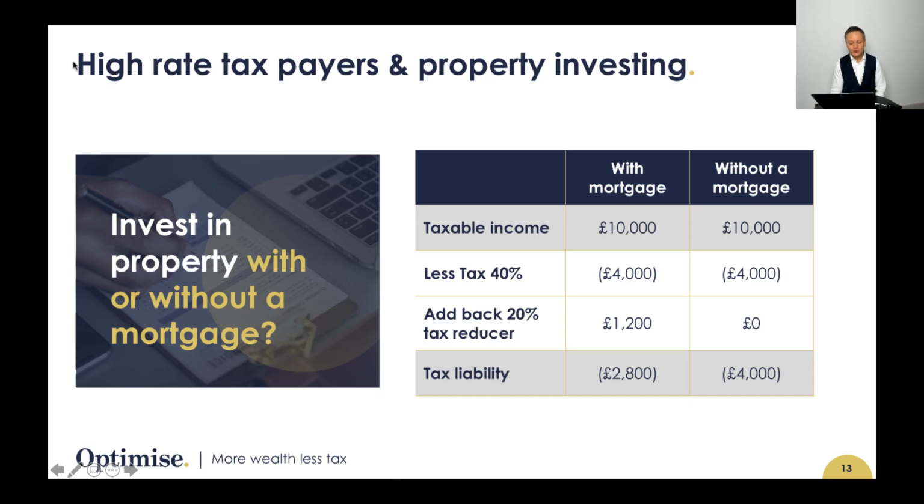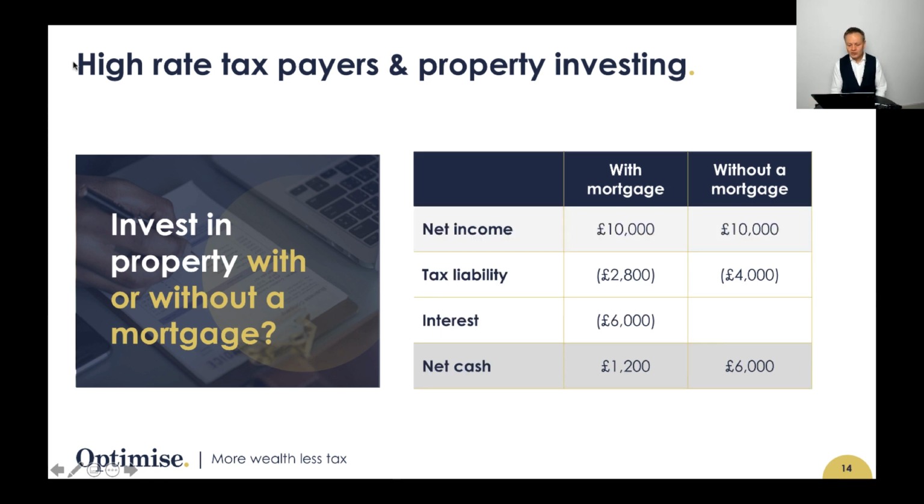So as I said, let's go with an example now of buying a property with and without a mortgage, and let's just see what the financial impact really is. You've got a taxable income of £10,000 on a particular single let property, and in both examples you've got a tax rate of 40%, no real change there, and you're paying £4,000 tax. In the first example, you do have a mortgage, so you do get this £1,200 worth of tax reducer, which basically means you pay tax of £2,800, which is reduced to 28% in effect, instead of 40% with no mortgage.